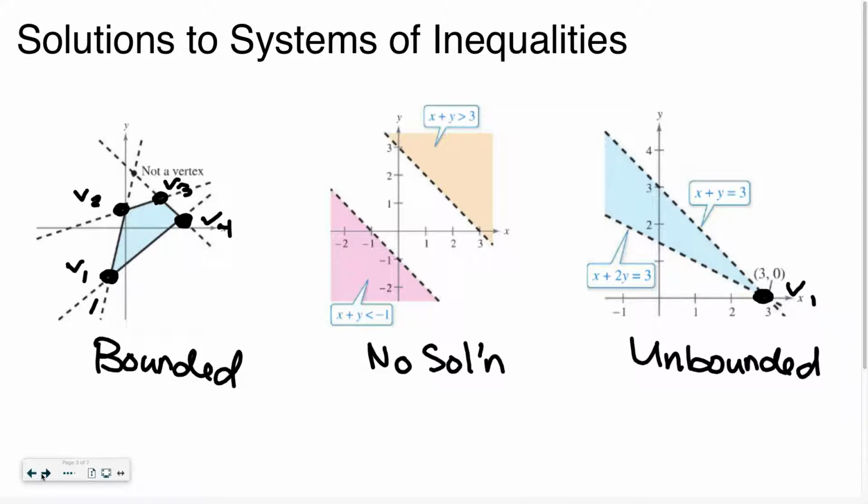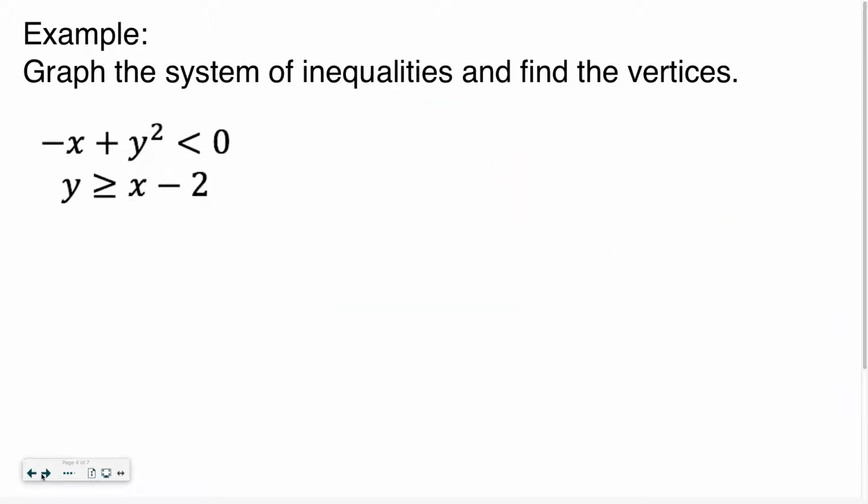Now we're going to do an example. We're going to graph the system of inequalities and find the vertices. So we've got negative x plus y squared less than 0. I want to do an example of a y squared because you have one on your homework. And y is greater than or equal to x minus 2.